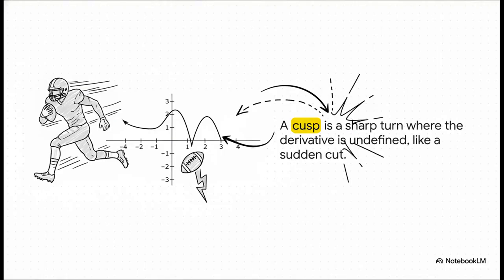But what happens when a player's move is so sharp, so sudden, that it's almost impossible to measure? On a graph, we call that sharp point a cusp. And right at that point, the derivative is actually undefined. This is the perfect mathematical picture of a running back's signature move, a cut so abrupt that their direction changes in the blink of an eye. Mathematically, it's a moment of undefined change, but on the field, it's a total game changer.